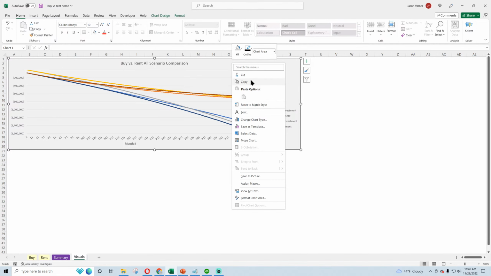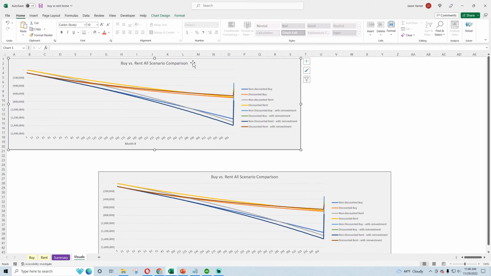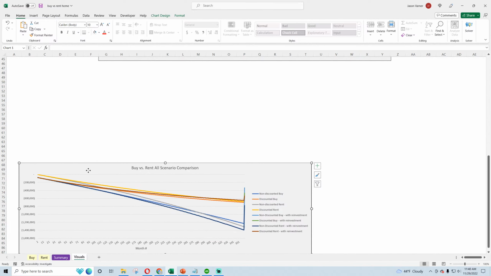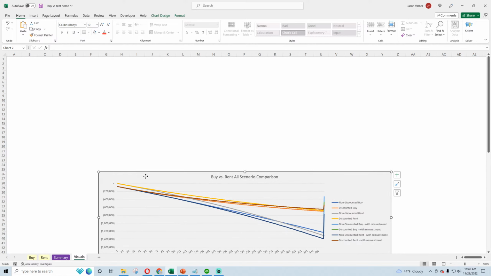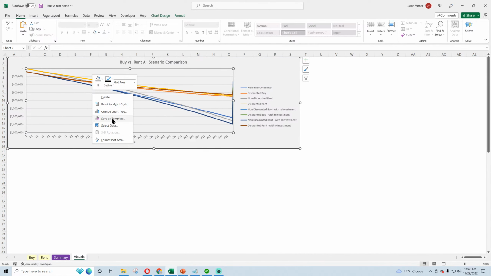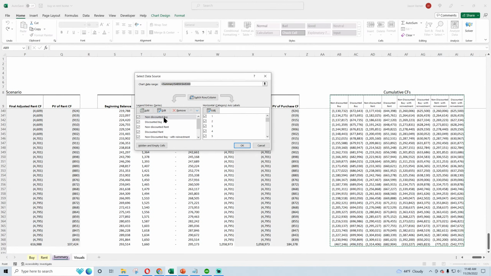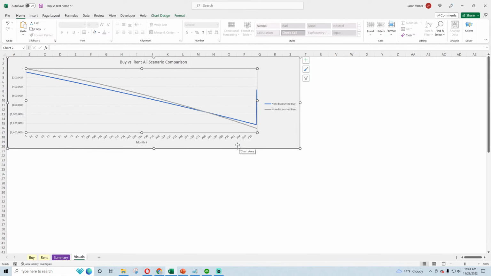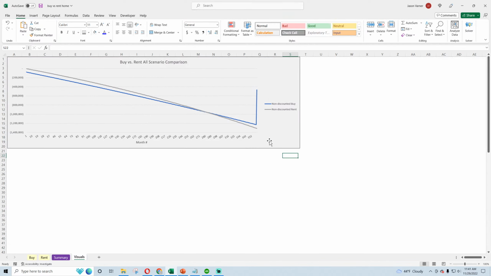And then we'll do copy paste, and this will actually be the bottom one because that's just like a, you can just see each one. But here, let's compare. So non-discounted buy versus non-discounted rent. We want to see. There we go.